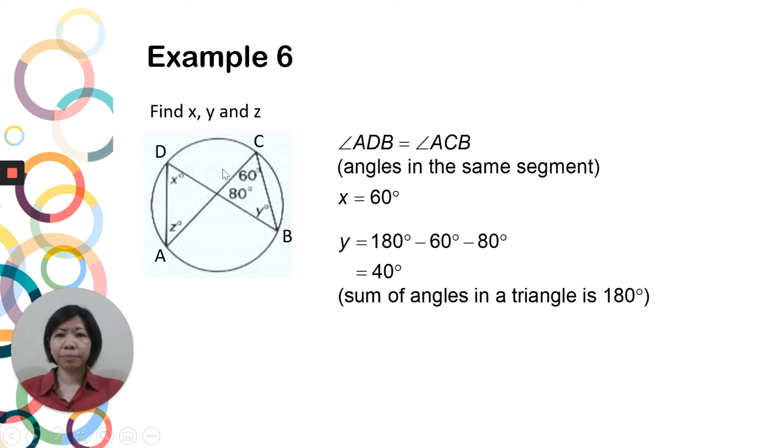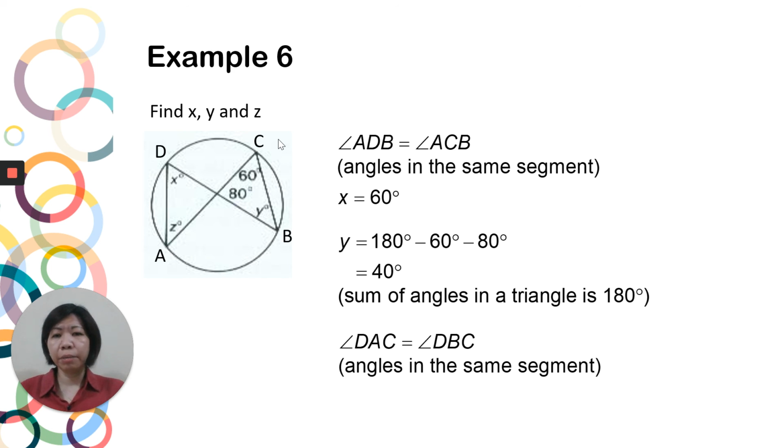Z is the last one. How do you find the size of z? Again, let's look at this angle. DAC and DBC. They are both angles in a circumference inscribed in the same segment. Both angles are drawn out of the same 2 points, which are D and C. So utilizing theorem 3, we could claim that BAC is equal to DBC, and that means z is equal to y, which is equal to 40 degrees.